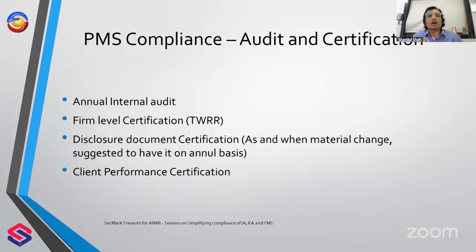Few more compliances under the PMS license. 4 critical audits and certifications are there. One is an annual compliance internal audit under the PMS regulation. Second is the firm level certification, with the TWRR methodology to be adopted while conducting that certification. Third is the certification of the disclosure document.